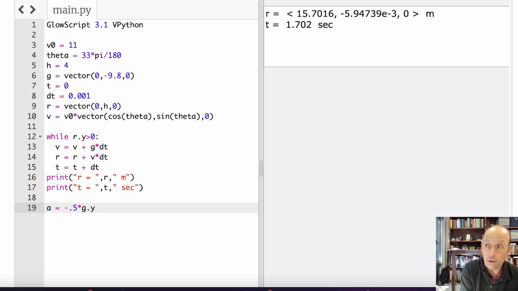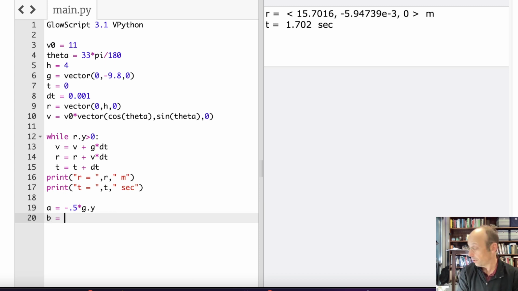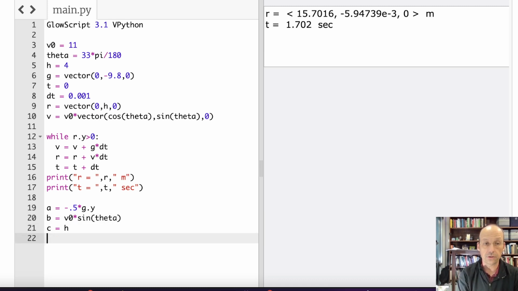And it's a number now, right? Because g dot y is negative 9.8. That's a number. a is a number. b is a number. It is equal to v0 times sine of theta. And then c is this number equal to h. So now I can do this. t1 is going to be equal to negative b plus square root of b squared minus 4 times a times c, all of that divided by 2 times a.